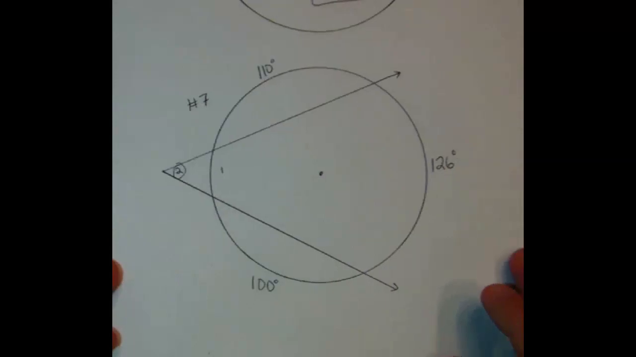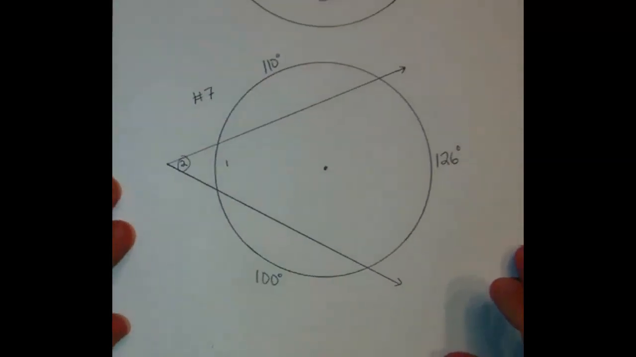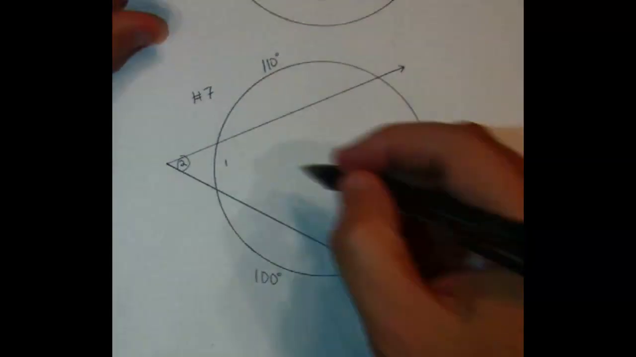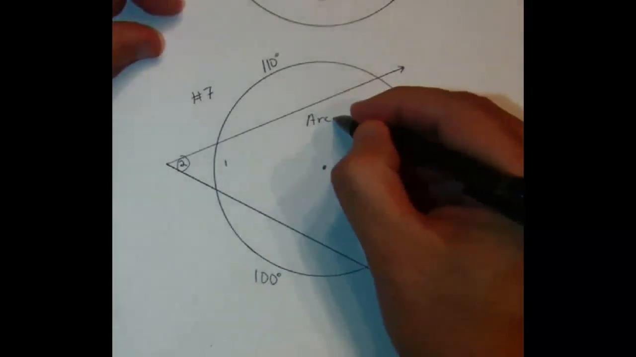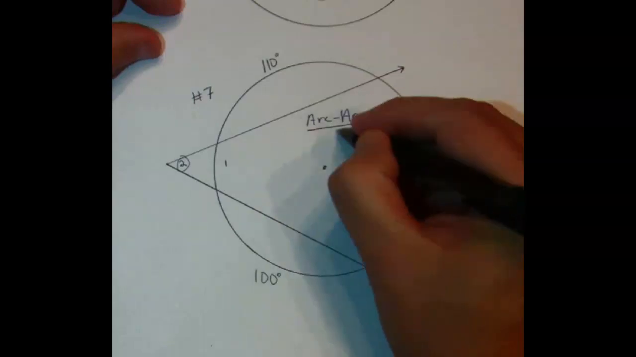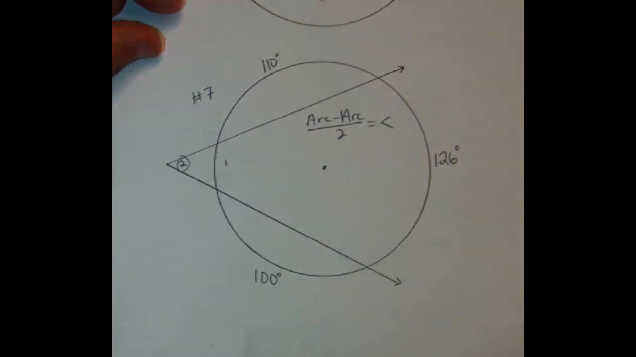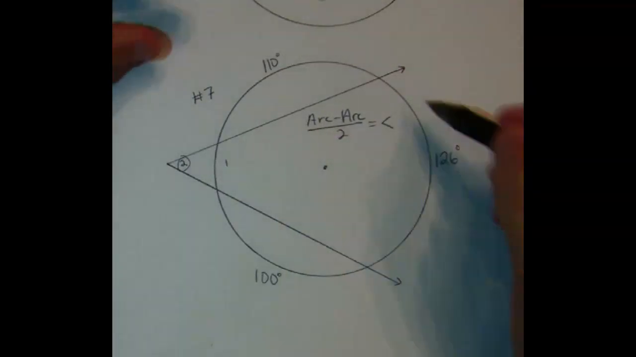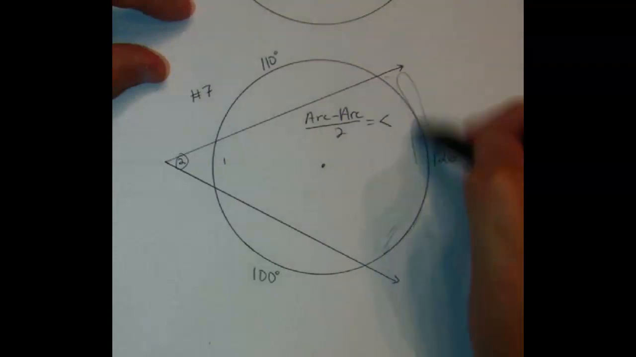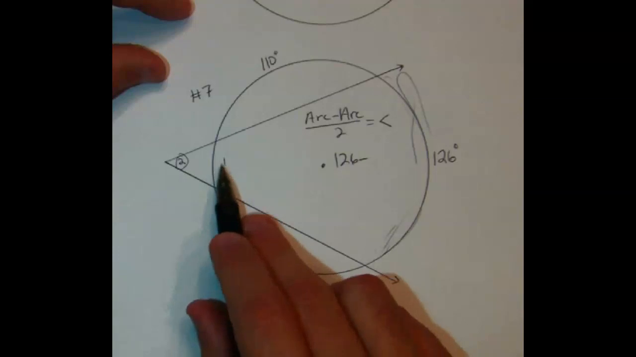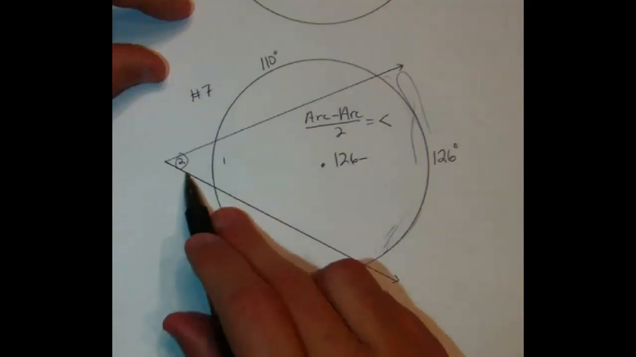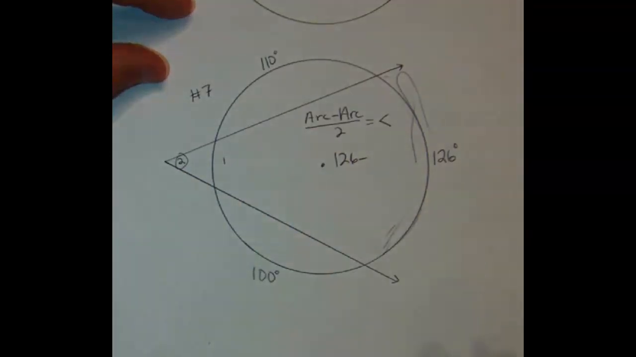Let's look at a little bit more complex one of the angle on the outside. Now, since the angle's on the outside, we still use the same formula. Arc minus arc divided by 2 equals the angle, but we've got a problem here. I've got this arc, 126, but I don't have this arc here, so I need this arc in order to get that angle. Well, let's see what we got in our picture.